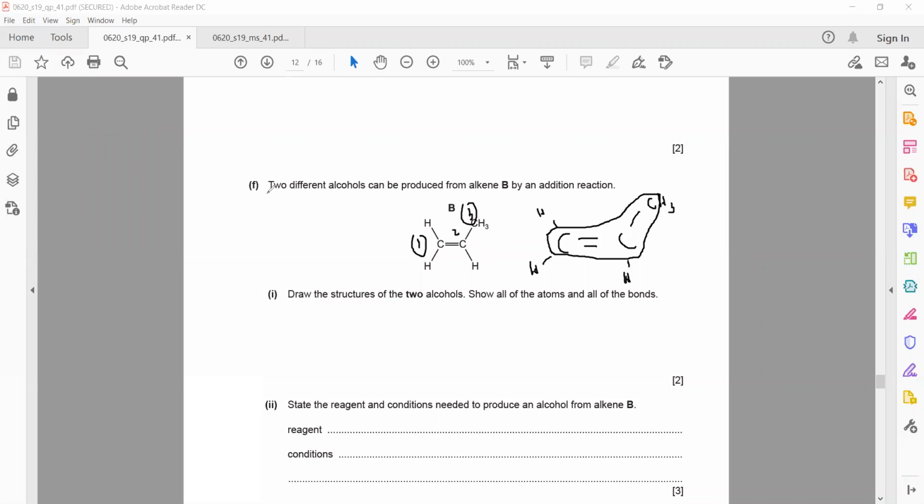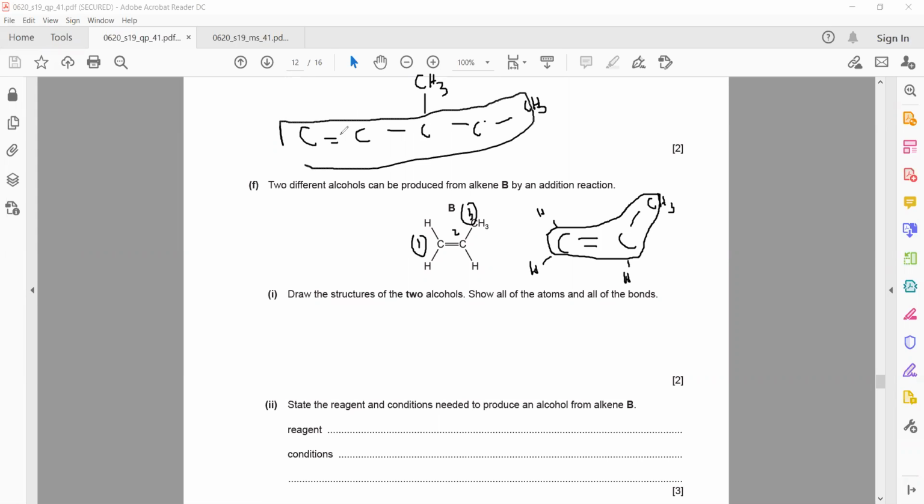If it was like this, then this is a branch. Why is it a branch? Because if I count from here, I will end at this point, so this carbon is left. It means that it is branched.